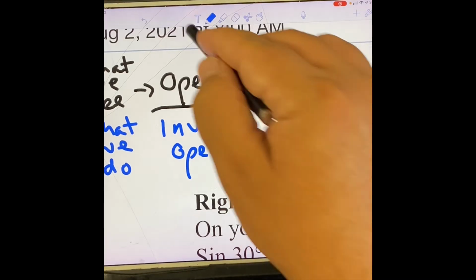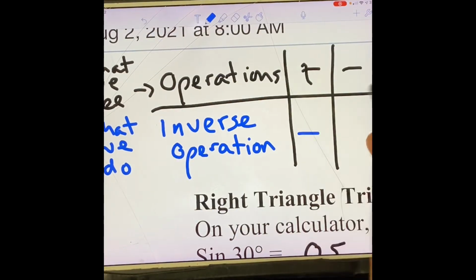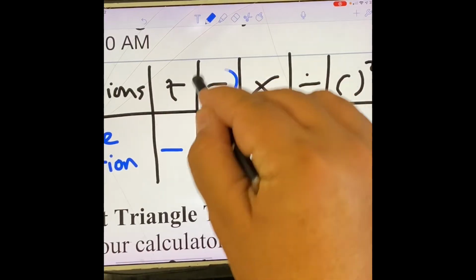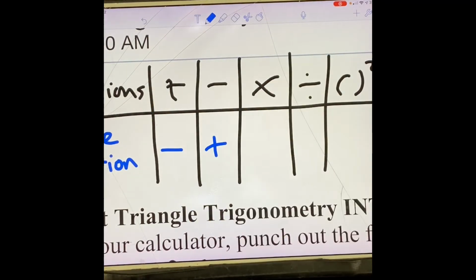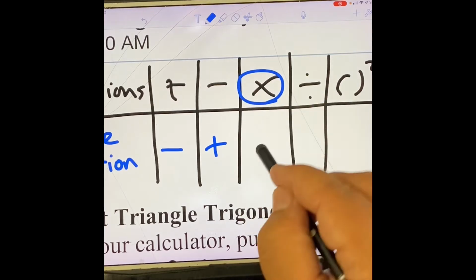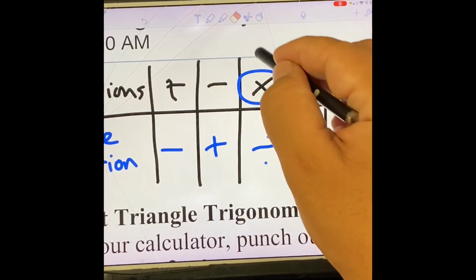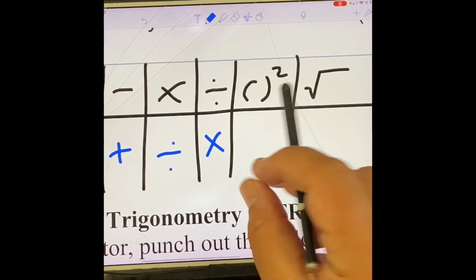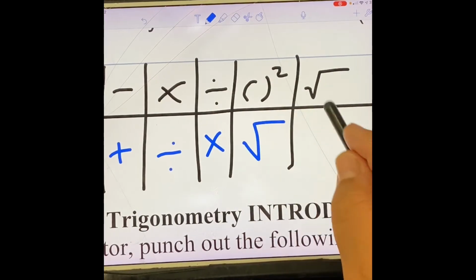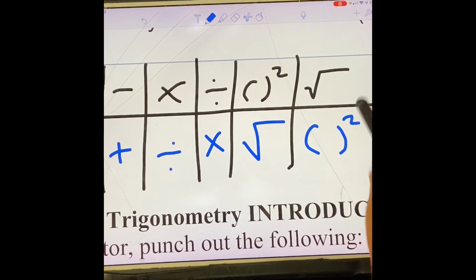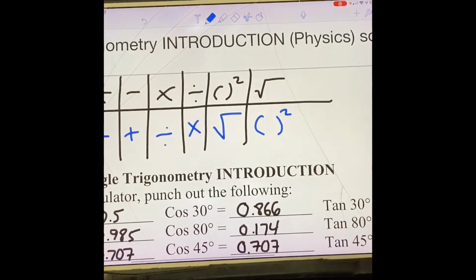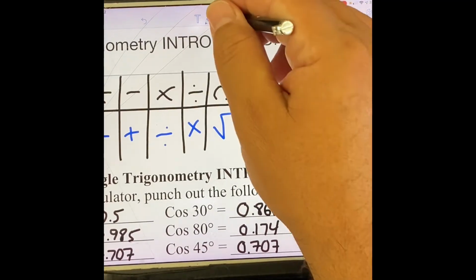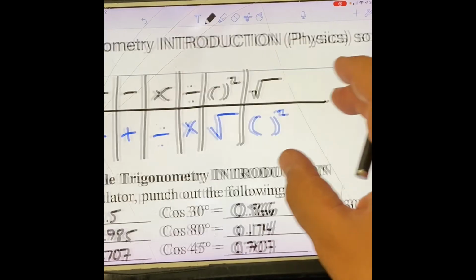So if I see add, I subtract. If I see subtract, I add. If I see multiply, I divide. If I see divide, I multiply. If I see square, I square root. And if I see a square root, I square. So these are the 6 operations and inverses we learned last week. Time for 3 more.